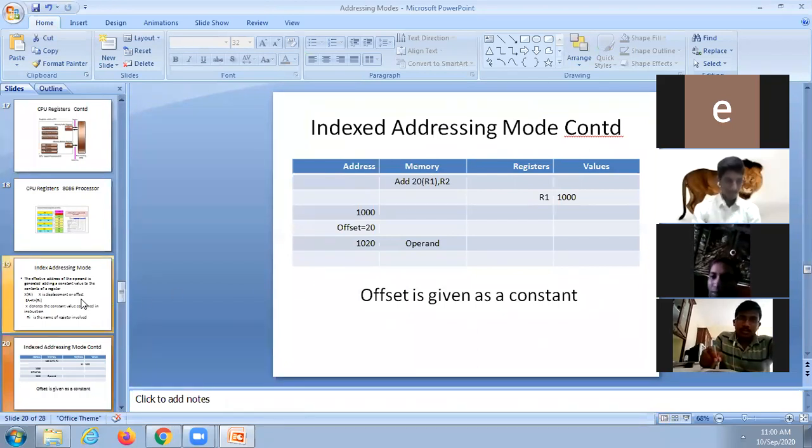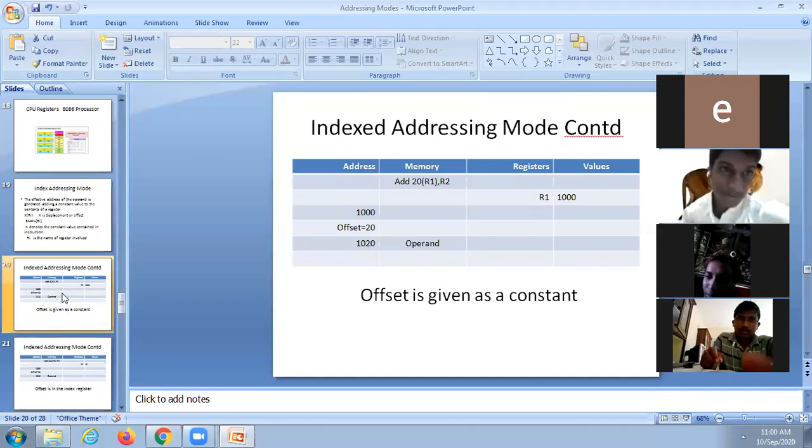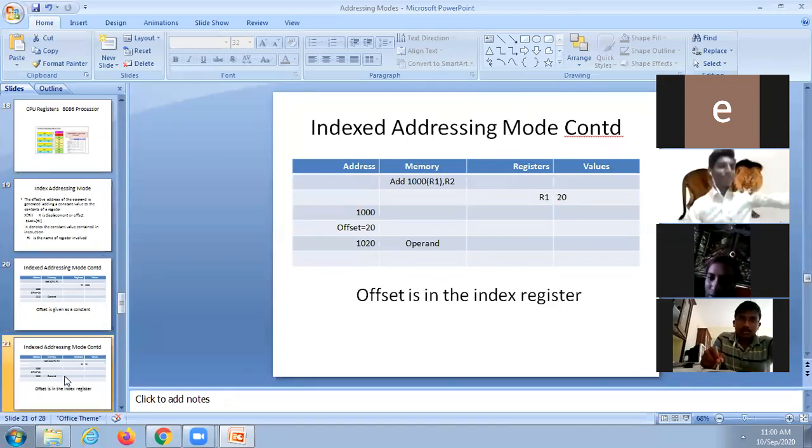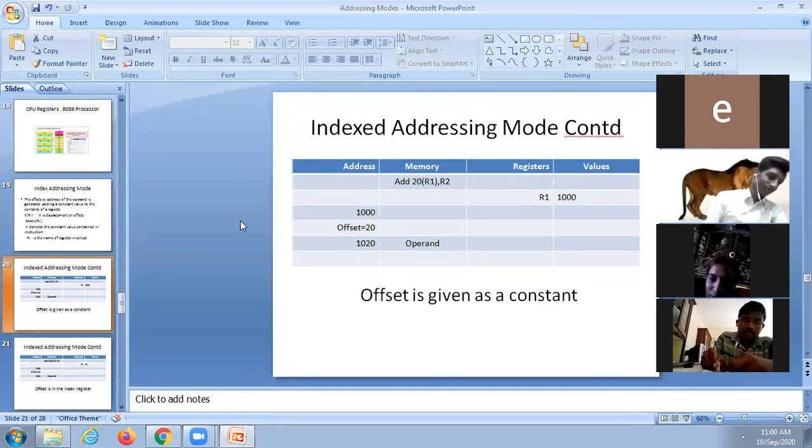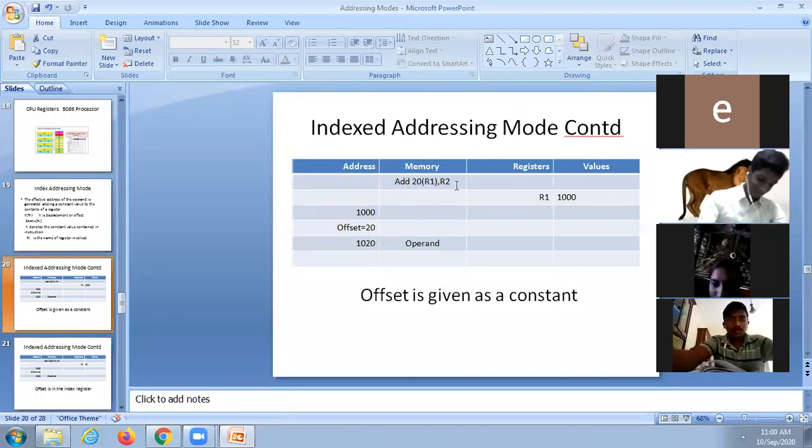Here again there are two cases, two types of instructions. This is one type, this is another type of instruction. You compare these two. Here add 20 within the brackets R1, R2. Here these two are separate. This is one thing, this is another thing.